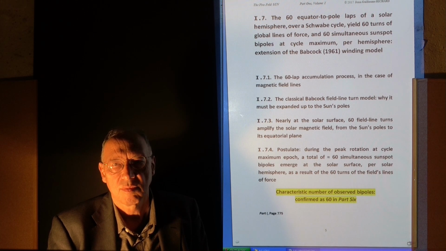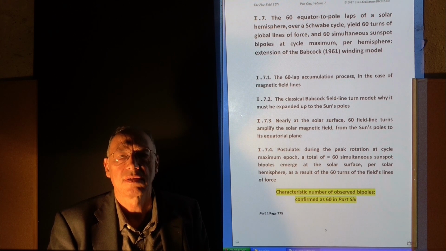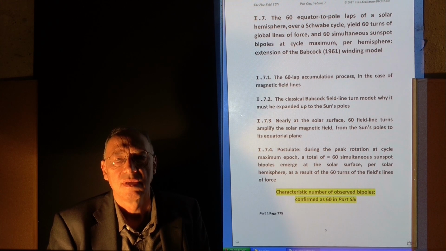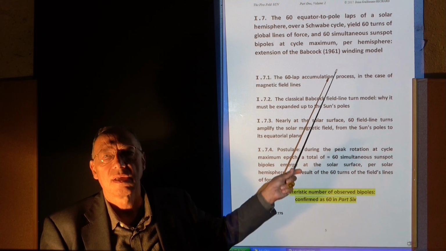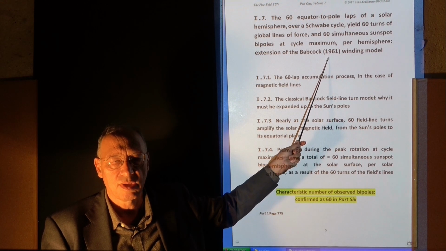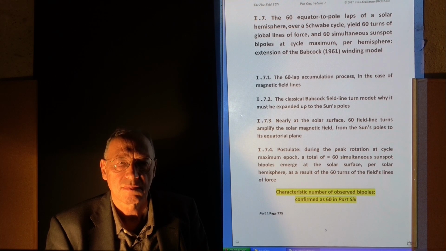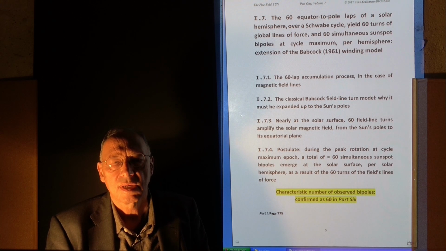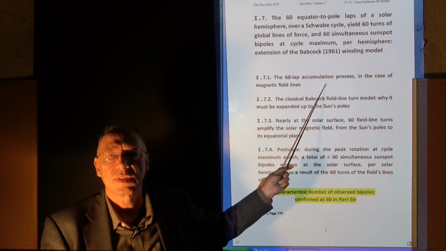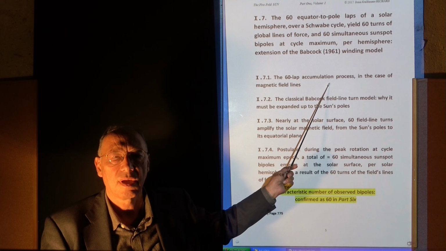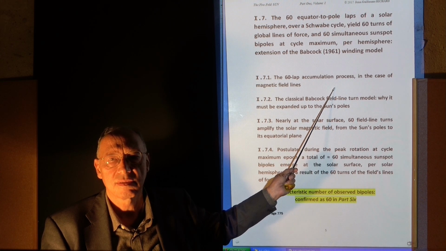The identity of the number, the characteristic number in the winding process and the number of bipoles, is already introduced in Babcock 1961. So, in fact, we are not innovating a lot in this matter when we suggest this winding process in each hemisphere. We are just extending the Babcock winding model of 1961, which was restricted to latitudes lower than 55 degrees latitude. In our case, we contemplate the entire span of latitudes from equator to pole. So we start with the 60 lap accumulation process in the case of the presence of global magnetic field lines.